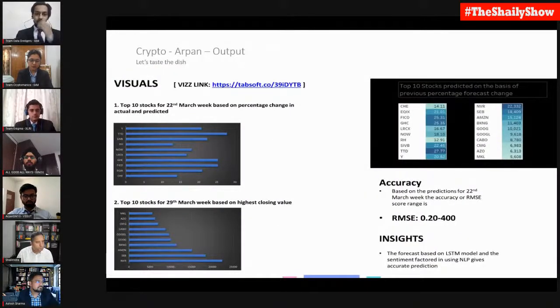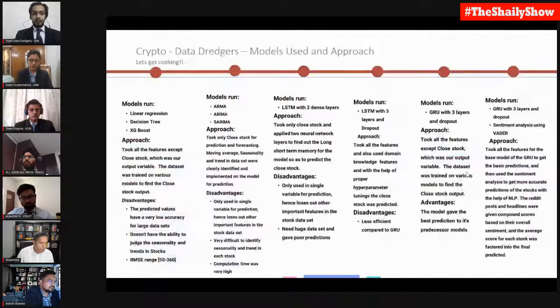Sorry, sir, can you please go back to the previous slide? This one? Yeah. So we have used this LSTM and GRU, and these were the advantages and disadvantages.